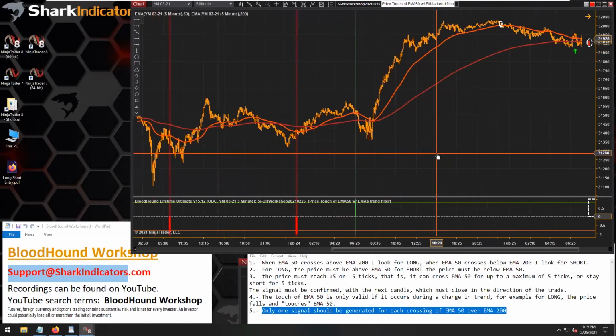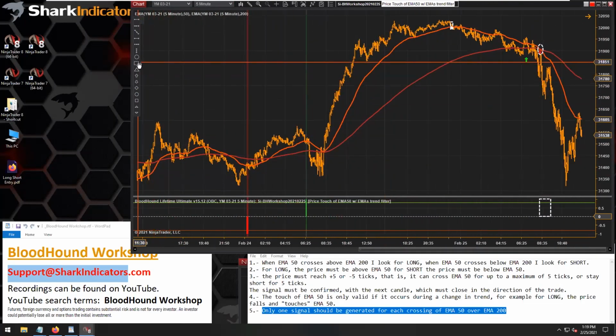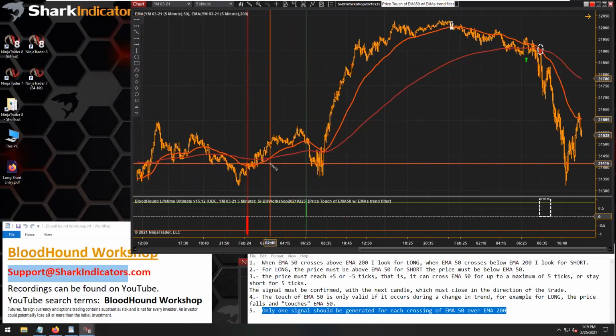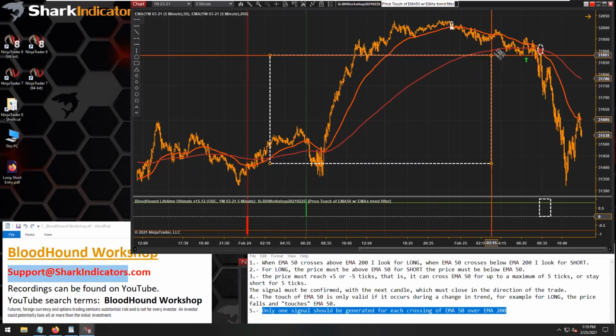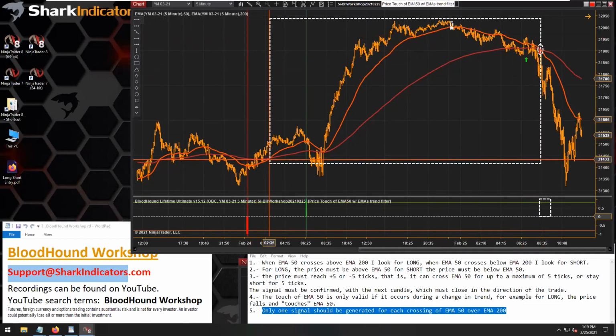Yeah, this trend lasted a pretty long time, but we want to make sure that there's only one long signal this entire time. So the 50 crosses above, and it stays above all the way to this little circle here that I put earlier. So we want to make sure that only one long signal occurs here. And I guess things just happen to work out that way.